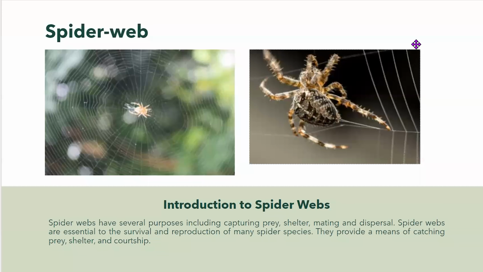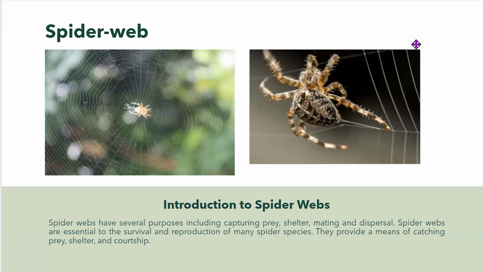Hi, so I decided to research more about spiderwebs because spiderwebs are quite interesting. Spiderwebs are the main part of what the spider has. It's an important part of the spider. The spiderweb has several purposes, including capturing prey, shelter, mating, and dispersal. It's pretty essential to the survival and reproduction of many species. It's like a jack of all trades, the spiderweb.